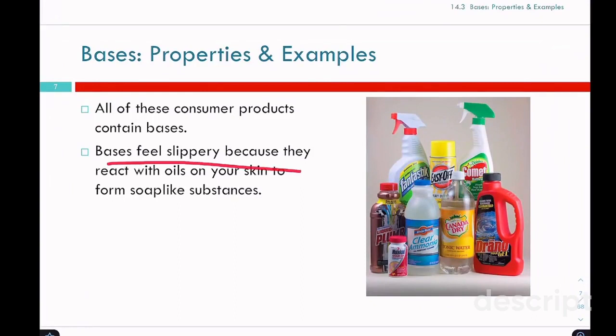So bases feel slippery because they're reacting with oils on your skin, and they form soap-like substances when they do that. And this is actually, the oils on your skin will protect you. So if in the lab you do spill an acid or a base on your hand, it will start to react with those oils first before it gets to your skin, which protects you. So that's why you have a small window before you actually get a chemical burn.